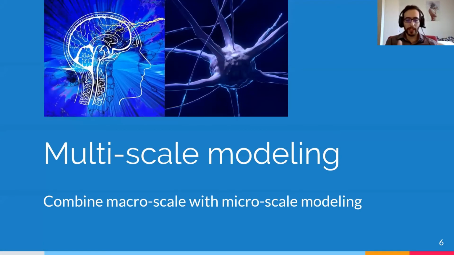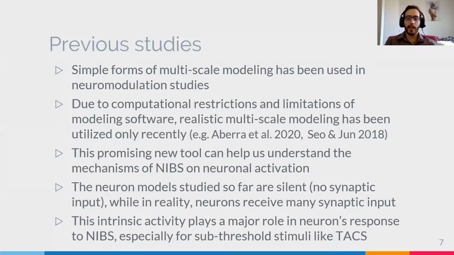So now that we know why we should do multi-scale modeling, I'm going to explain a little bit of what has been done previously. Generally speaking, the idea of multi-scale modeling is not very new, but most of the previous studies have used very simplistic forms of multi-scale modeling that cannot capture the complicated nature of the brain. Because of the huge computational restrictions and limitations of the modeling software that we've had so far, it's been only in the past few years that we've seen more realistic multi-scale modeling. Here are two examples, like the Aberra model from Dr. Peterchev's group, and in previous talks, they have referred to this a little bit, and I'm going to talk more about this later.